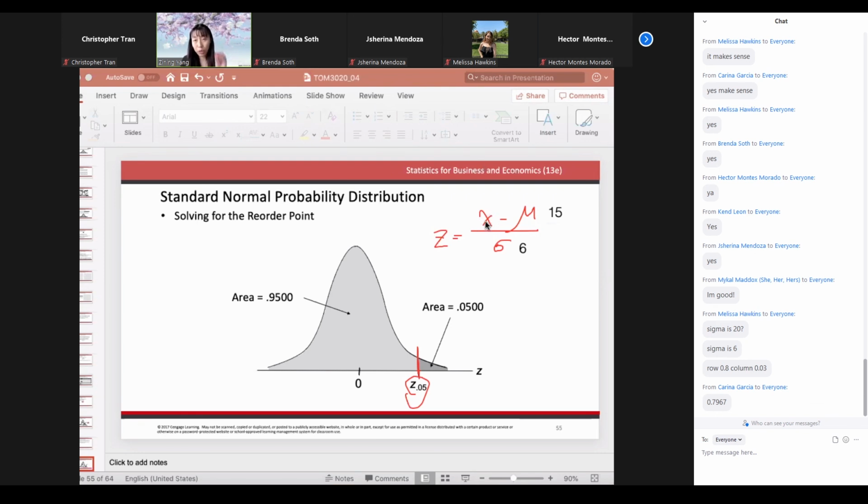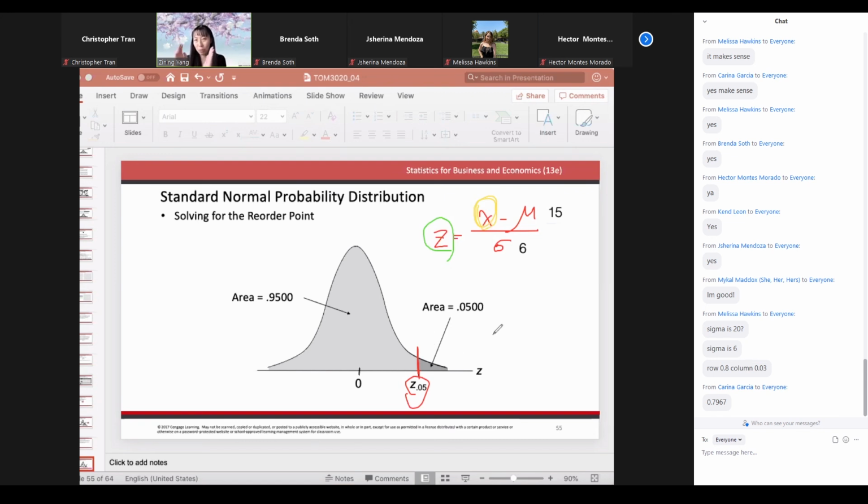Now, we need to figure out x, right? Because again, that's exactly what we're looking for. We need to figure out the reorder point. If we need to know x, then we actually need to know what z is. If we know z, then we can solve a simple equation. Reverse engineer, move sigma to the left-hand side, move mu, and then we will know what x would be. So now the question changed to: what is z in this situation?